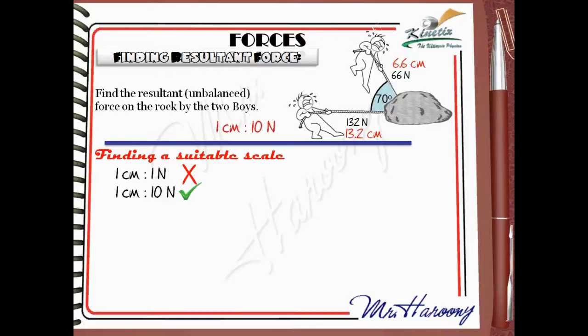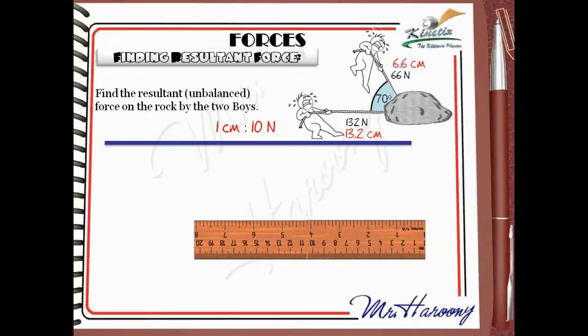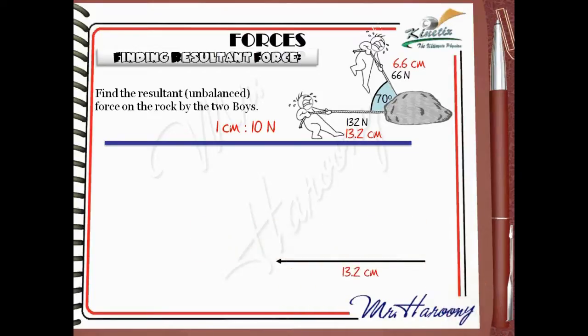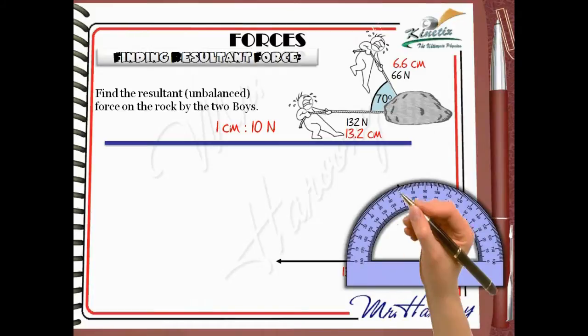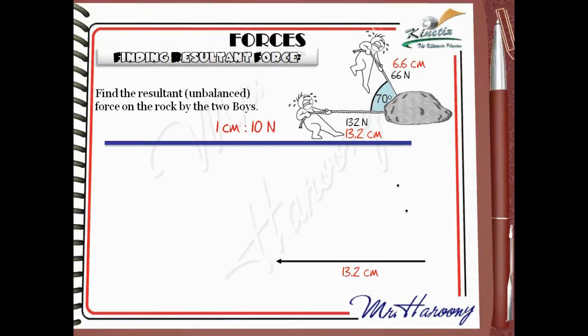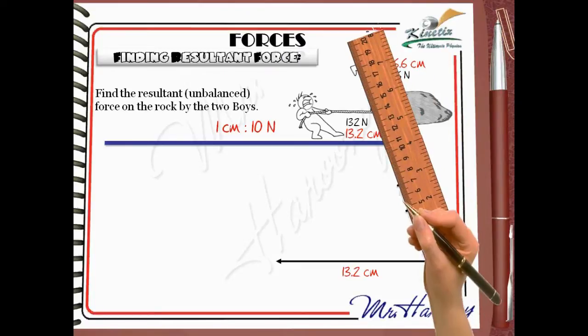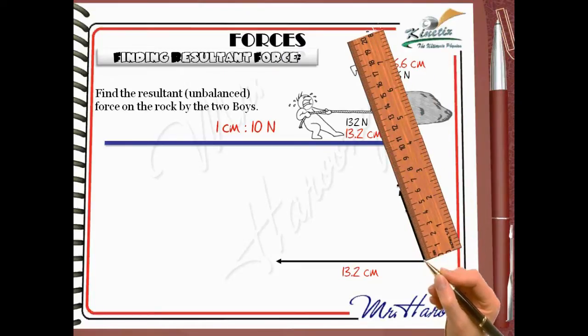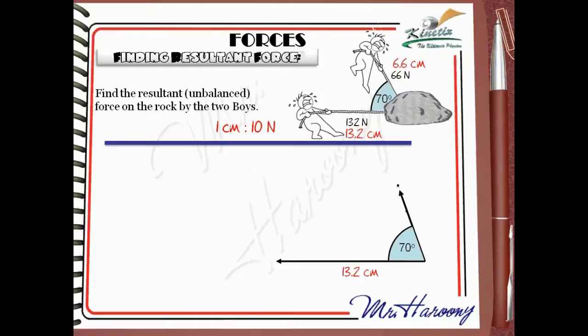Our reference line that we will choose to start our force diagram will be the horizontal force, 132 newtons. Bring the ruler and, using your sharp pencil, draw a line 13.2 centimeters long. Now use your protractor to measure the angle, which is 70 degrees. Now again, get the ruler and draw the second force represented by 6.6 centimeters, keeping the 70 degree angle between the two arrows. Now the compass comes.